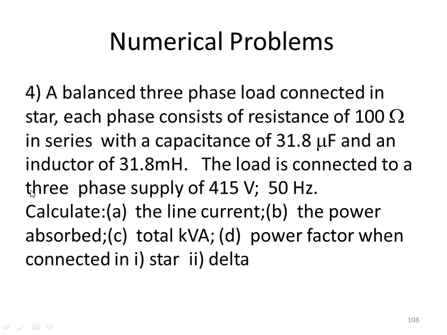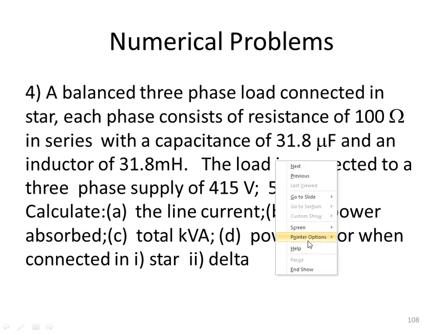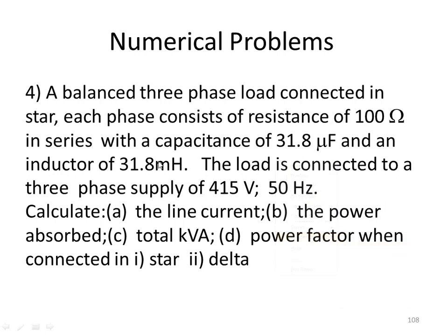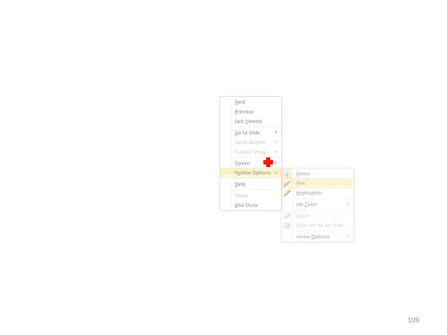The load is connected to a three-phase supply of 415 volt 50 hertz. Calculate the line current, power absorbed, total KVA and power factor when it is connected in star as well as delta. Initially this load is connected in star. Then it is connected in delta. Now, coming to the problem.